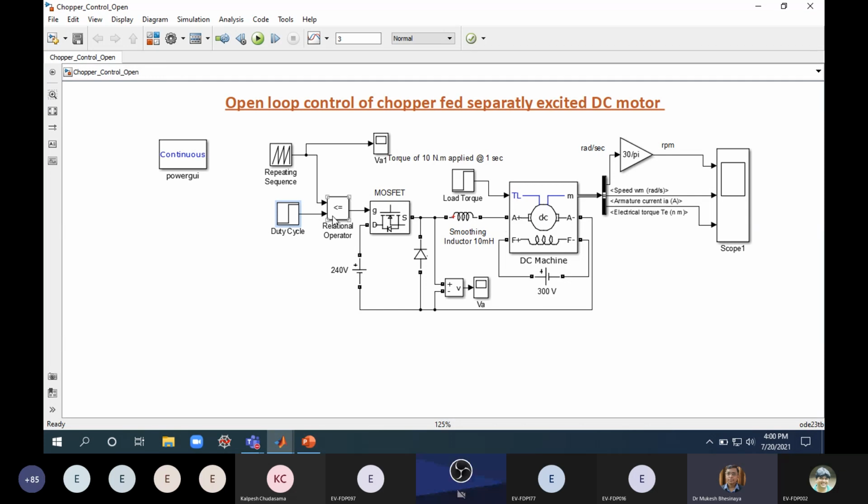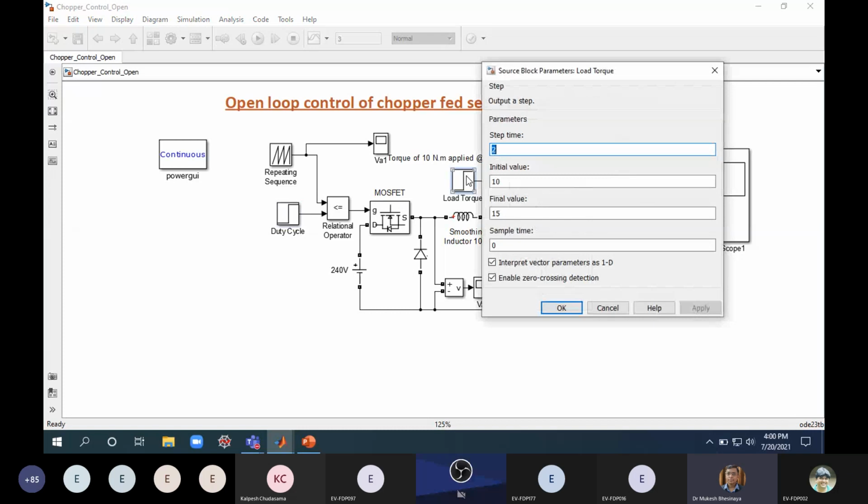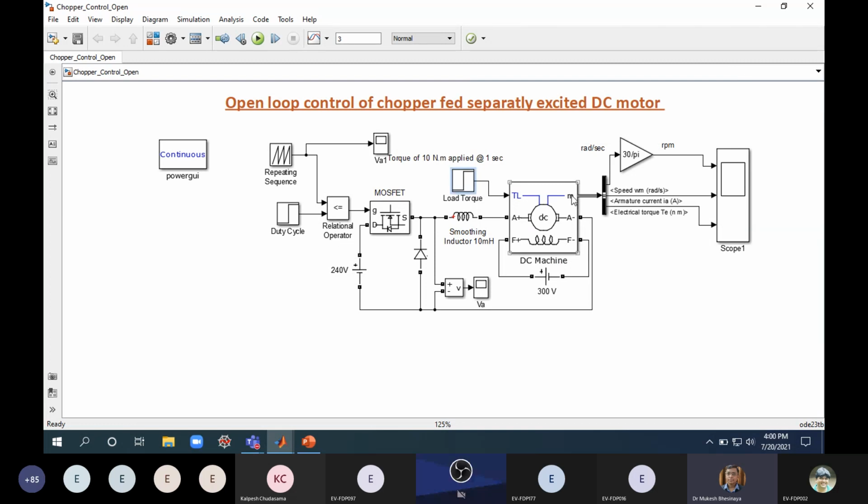By keeping this duty cycle constant, if you give a step change in the torque, initially the load torque is 10 Newton meter, and at 2 seconds I will change that torque to 15 Newton meter. So by keeping this voltage, if I increase the load on the motor, then the speed will reduce. To adjust that speed, you need to increase the voltage, and that you can do in a closed loop control. Right now, this is a simple open loop control wherein you are generating the gating signal for this MOSFET by comparison of a sawtooth waveform with a fixed value.